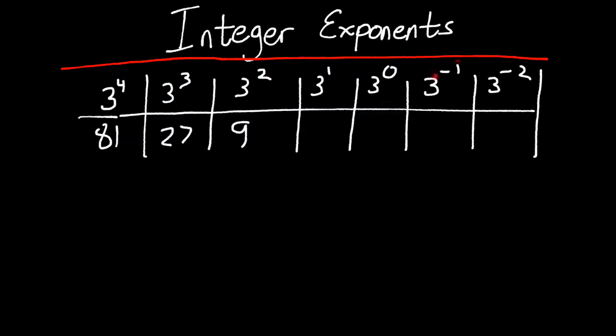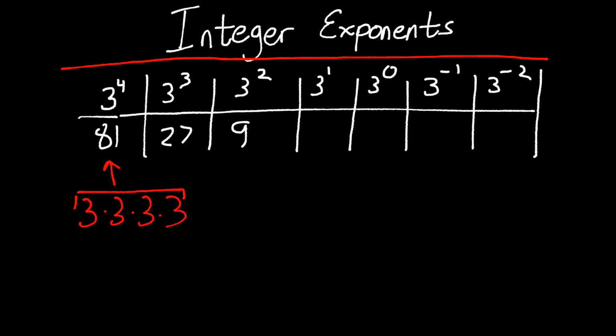In order to start figuring out what these negative exponents are going to be, we need to first discover a pattern. So that's why we're starting all the way over here with 3 to the 4th power, which is 81. And if we're not sure about that, remember 3 to the 4th power means that our base, 3, is being multiplied against itself 4 times. 3 times 3 times 3 times 3 is 81.